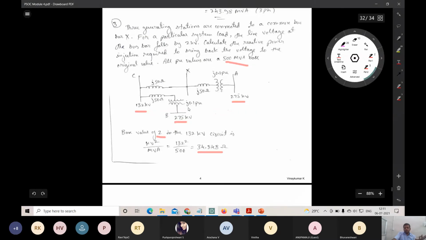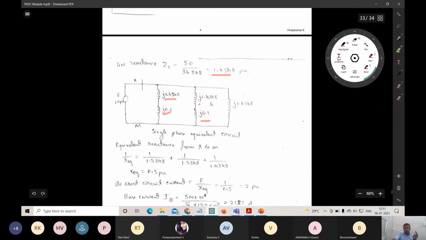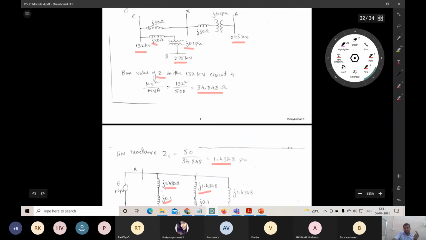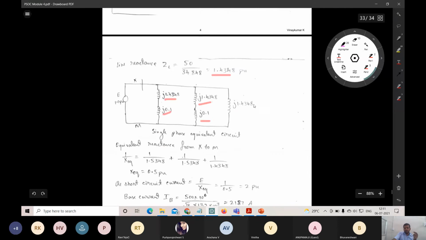So at B, what is there? There is a transformer and a line reactance. So write it as it is: one transformer, one line reactance. Now come for C. At C there is no transformer, only line reactance. So only write line reactance.